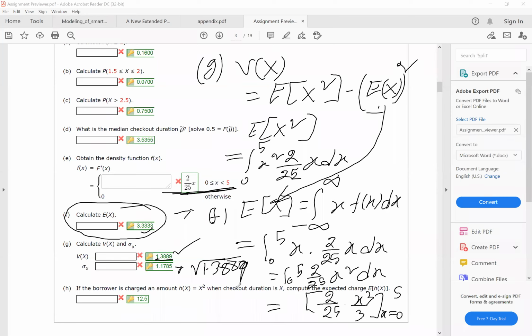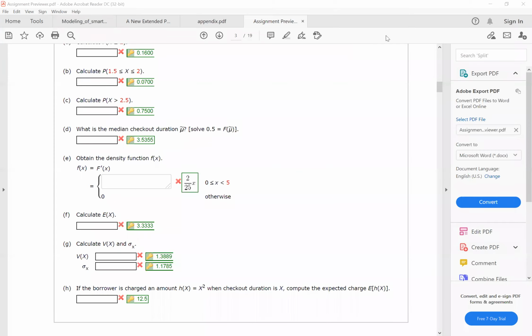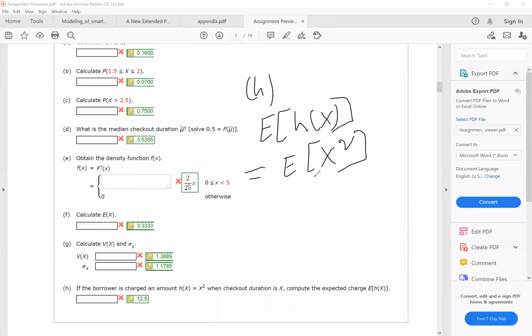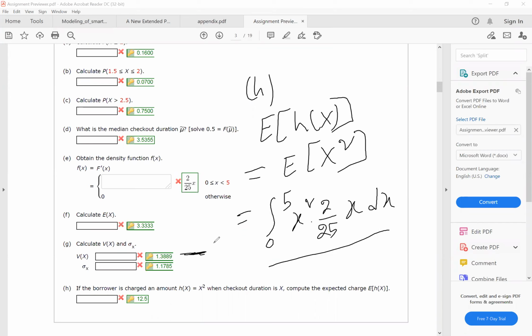The last part is we have to find the expected value of a function of x. Okay, so I am erasing everything. The last one is part G, the expected value of h of x. That means the expected value of x squared. And we already have this value from the previous part, right? We already calculated this one to calculate the variance of x. So you can just plug in that number, which is 12.5. The expected value of x squared is 12.5.